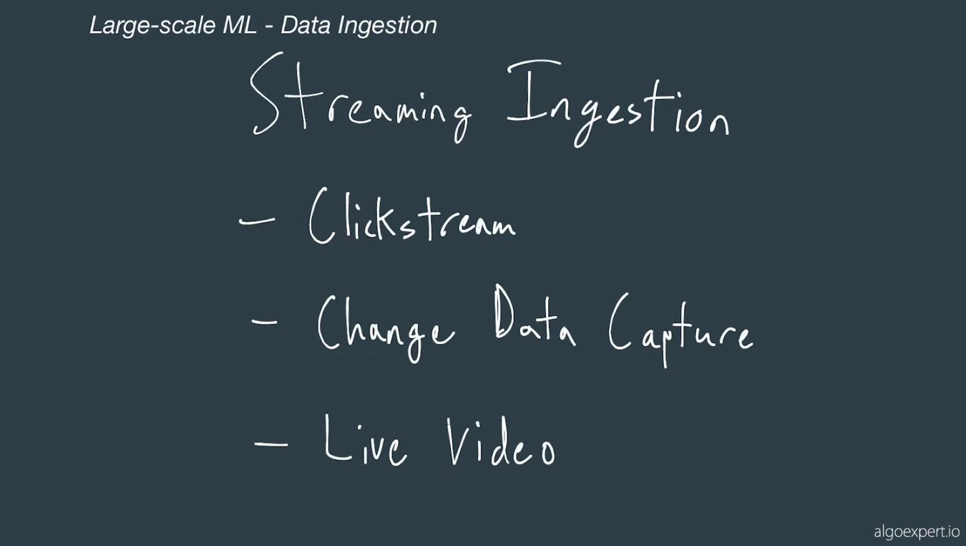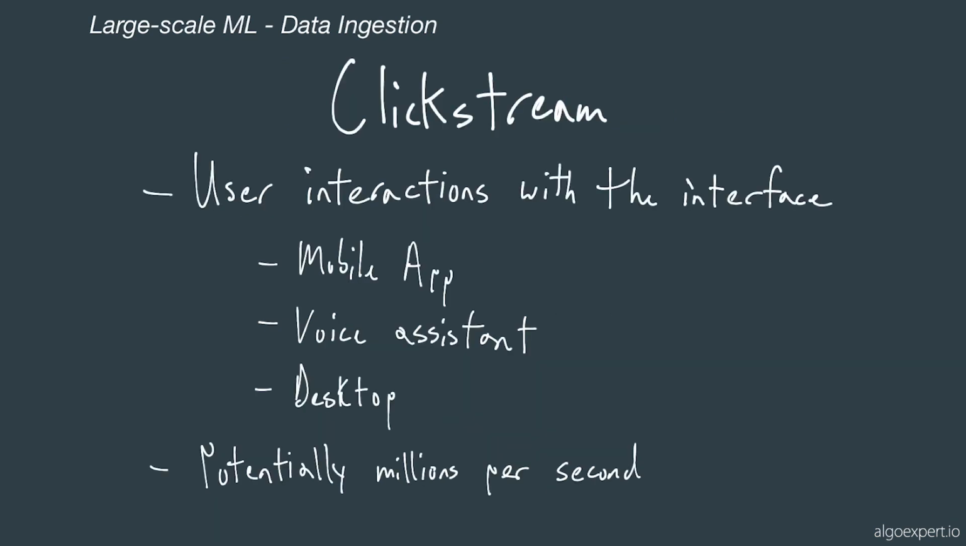We'll start with clickstream. Clickstream keeps track of what the user interactions are with some particular interface. This could be a mobile app, could be a voice assistant, and it could even be a desktop. Now, this clickstream will potentially have to manage millions of events or interactions per second coming from all of the users for a single particular interface. So what does the clickstream actually keep track of?